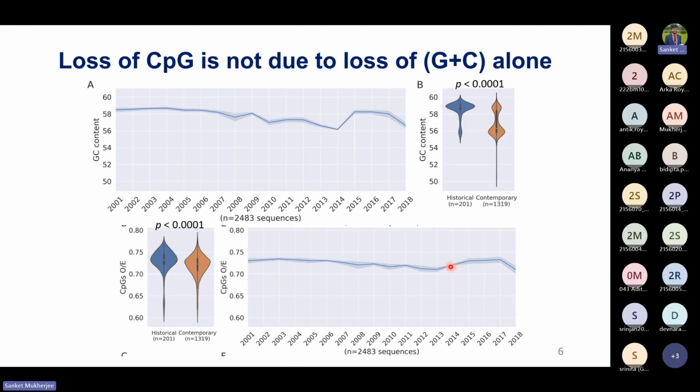Now, this CpG loss could also be due to loss of GC content, since Cs and Gs are reducing. To understand whether CpGs are reducing due to the loss of GC content alone, we calculated CpG O by E, the observed CpG numbers compared with their expected numbers, which is based on the GC content. If we divide this, we also see a very faint increase near a similar time, and statistically a reduction in CpG O by E is also observed.